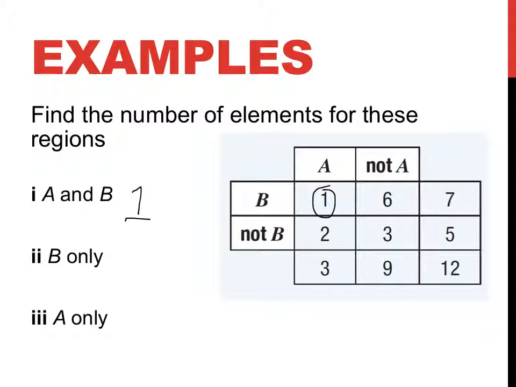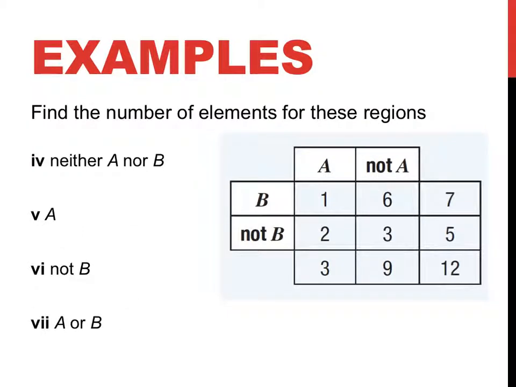Okay, B only, so just B. B but not A. That's that one there, so 6. A only, so A but not B. That's 2. Neither A or B. Well, that's this one here, that's 3.